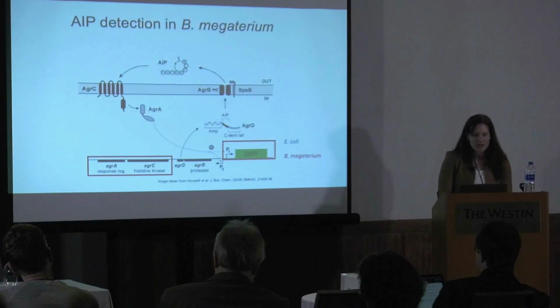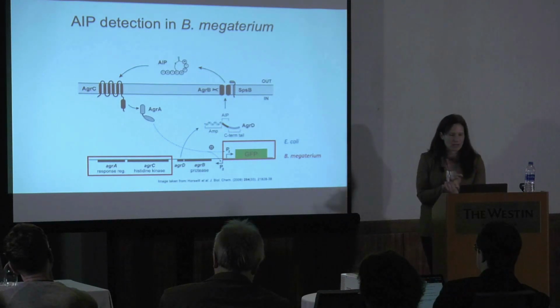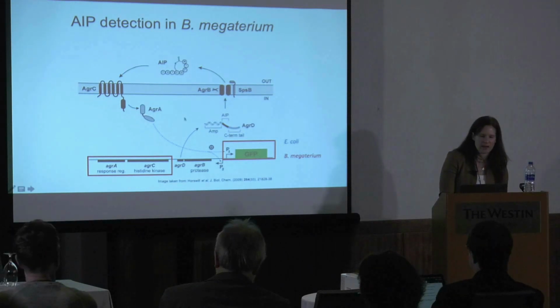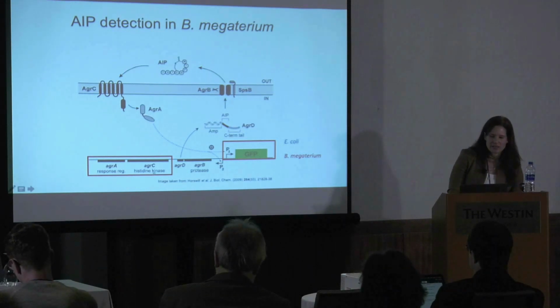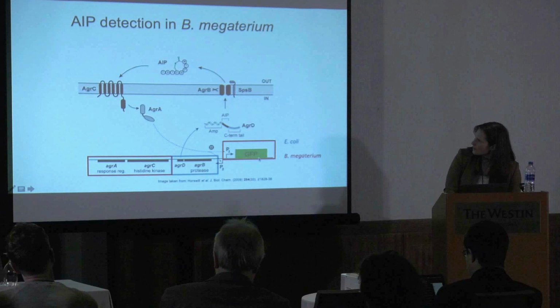We can then take another type of communication system, one that doesn't exist in Bacillus or in E. coli, and we can take the signal response capabilities, which are encoded by a two-component AgrC and A system, as well as a promoter, and we've just put a GFP reporter here. And then we have the signal production components, which we're going to put in E. coli.